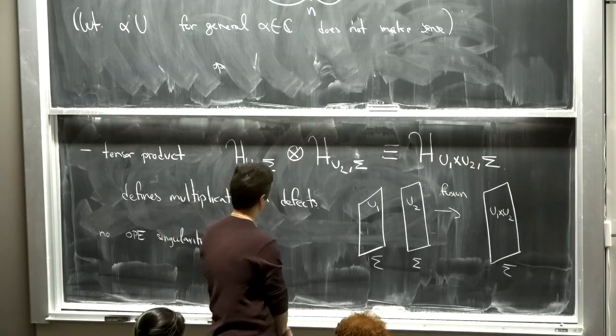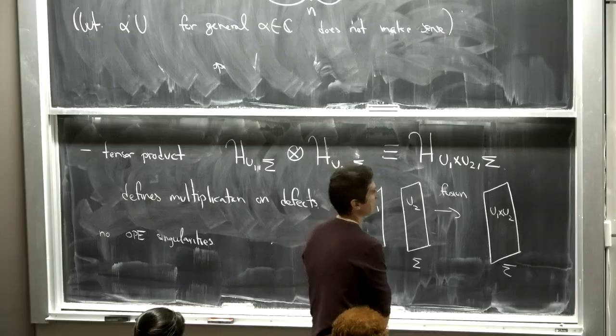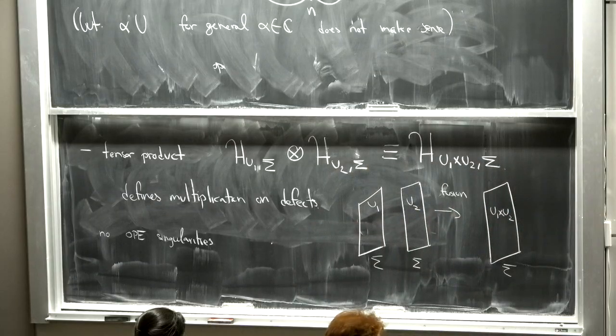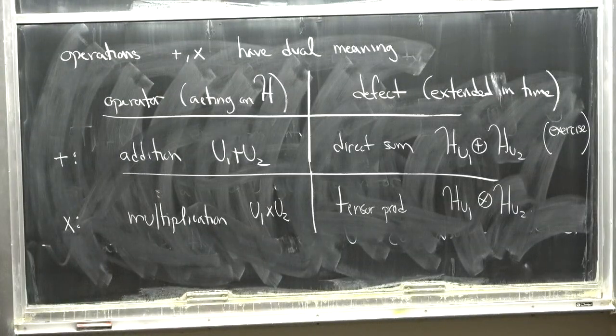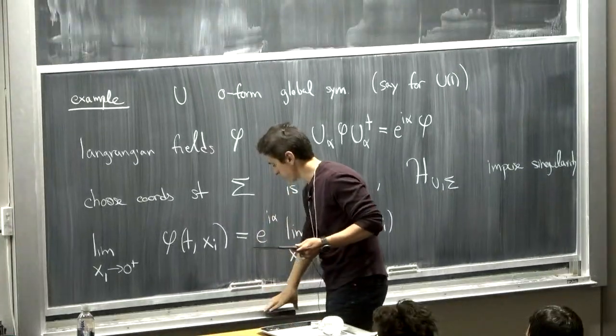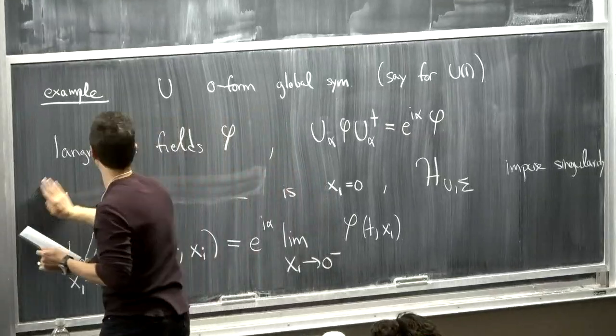Yes. The identity defect, so that's a general property. The identity defect fuses with any other defect to give you back this defect. That's kind of a general algebraic structure that we have. Okay. Good. Okay, so these are the two operations that we have. We have product and sum.